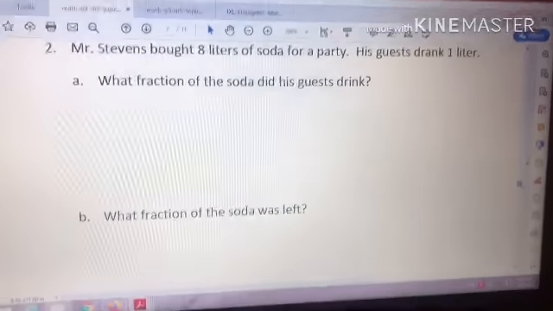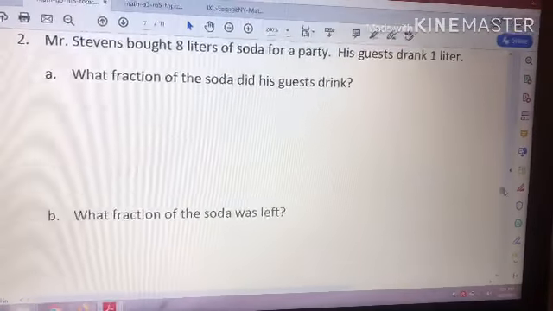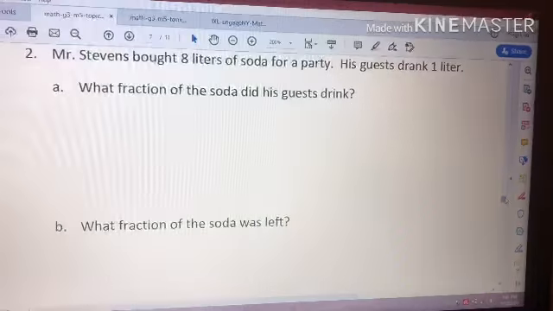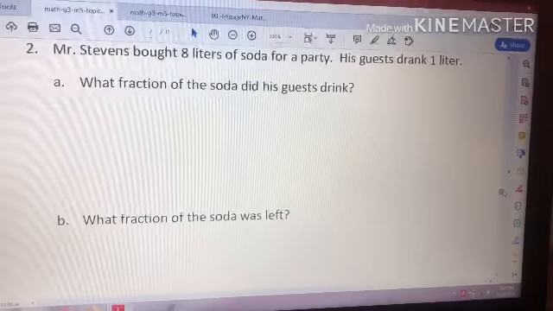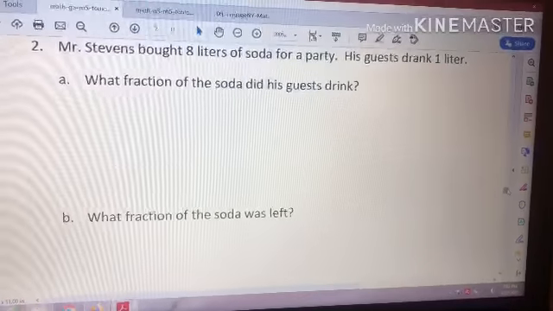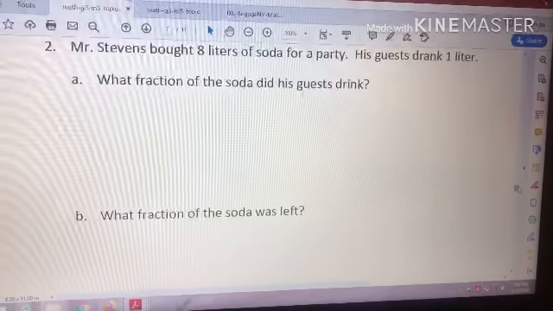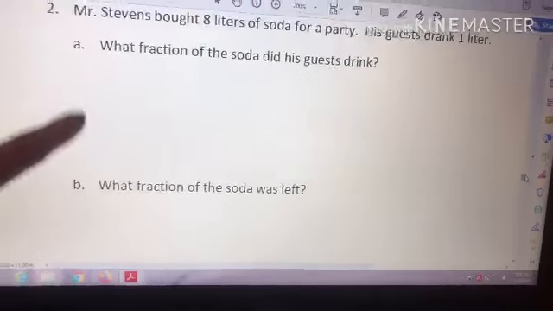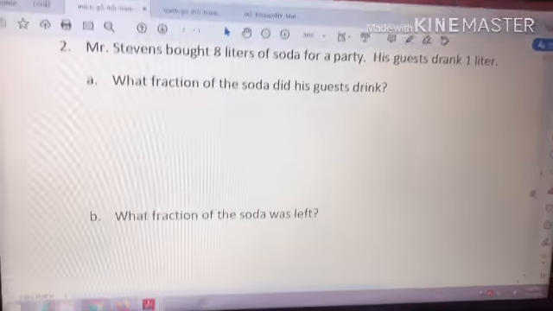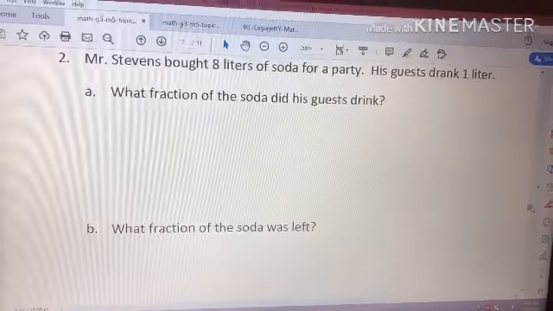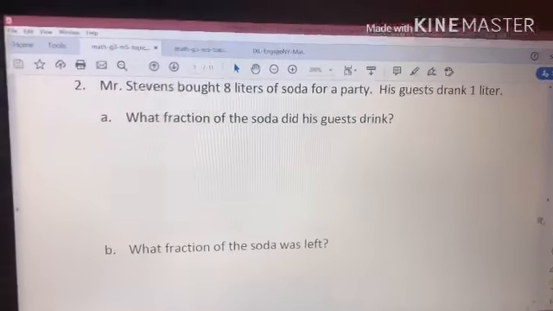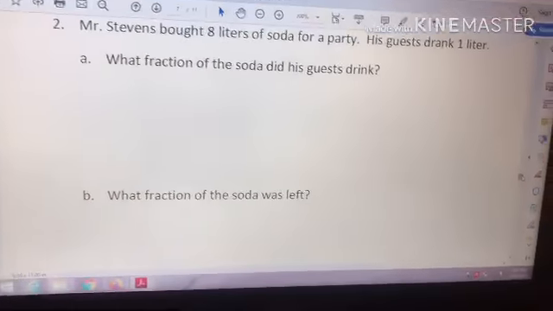Okay, let's look at this problem. Look what it says. Mr. Stevens bought 8 liters of soda for a party. His guests drank 1 liter. We have to answer two questions. A, what fraction of the soda did his guests drink? And B, what fraction of the soda was left?